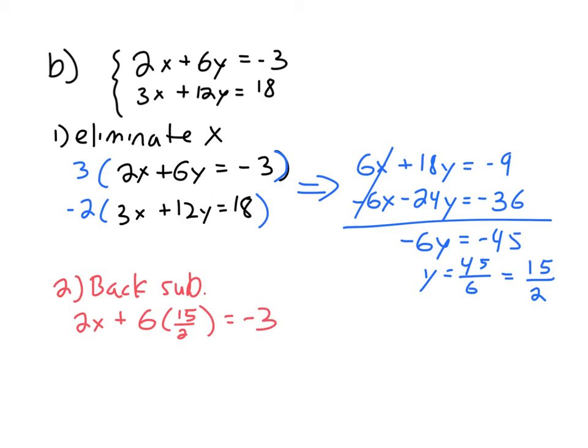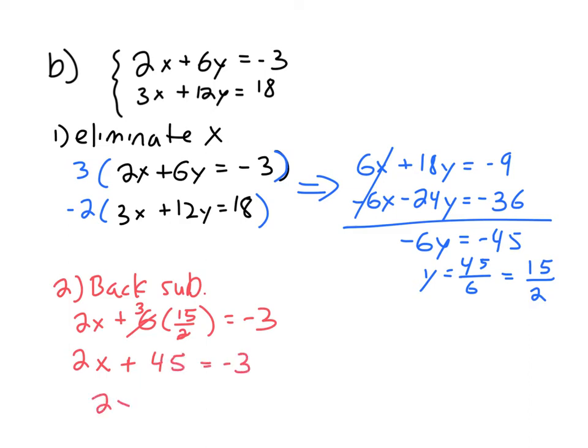Okay, this 2 cancels with that 6, and the 6 then becomes a 3, right? Because 6 divided by 2 is 3. So then this becomes 2x plus 3 times 15 is 45, equals negative 3.